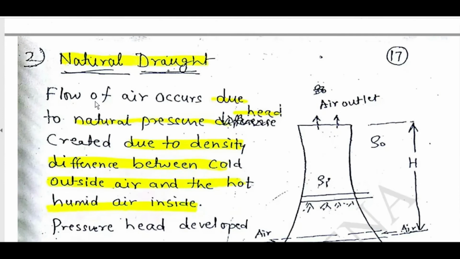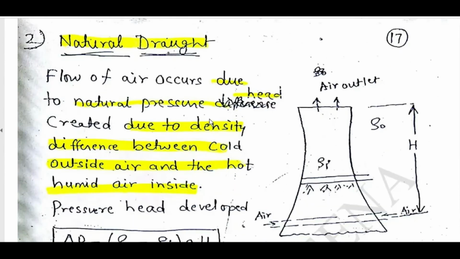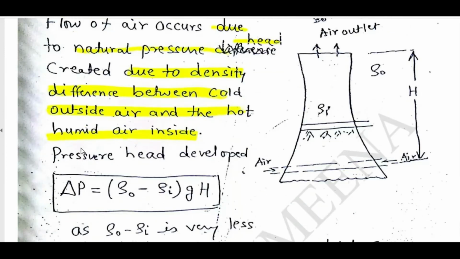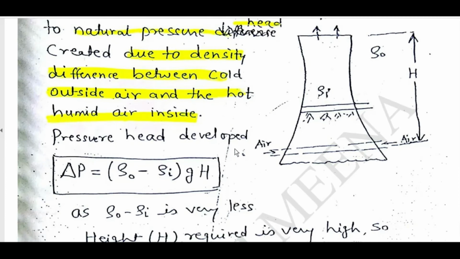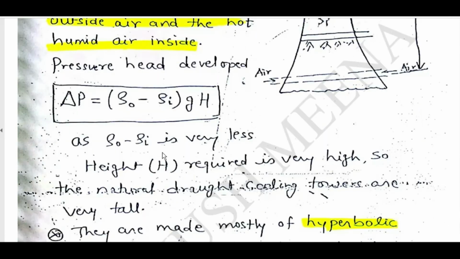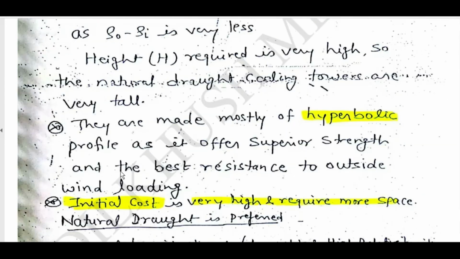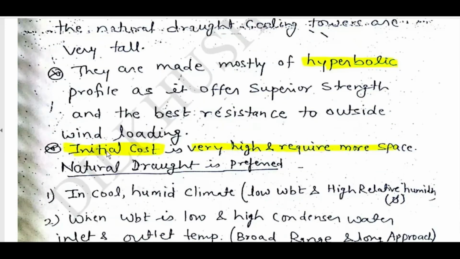Natural draught: flow of air occurs due to natural pressure head created by the density difference between cold outside air and hot humid air inside. Pressure head developed is delta P equal to (rho O minus rho I) into g H. Whereas rho O minus rho I is very less, the height H required is very high, so natural draught cooling towers are very tall. They are made mostly of hyperbolic profile, as it offers superior strength and best resistance to outside wind loading. Initial cost is very high and they require more space.